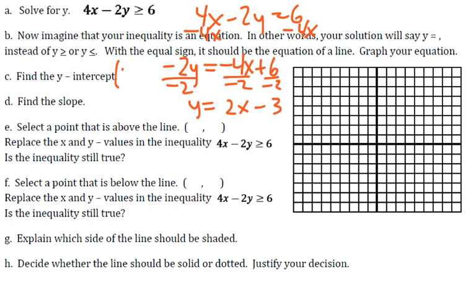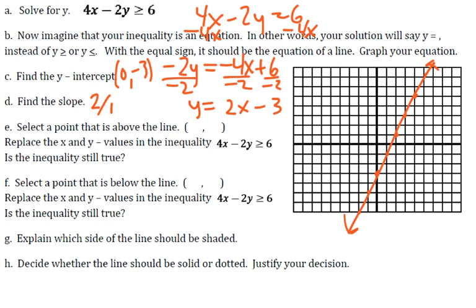So my y-intercept is 0, negative 3, right? My slope would be 2 over 1, so up 2 to the right 1, up 2 to the right 1. Oops. That's better. Up 2 to the right 1, or down to the left 1. That's what my graph would look like.